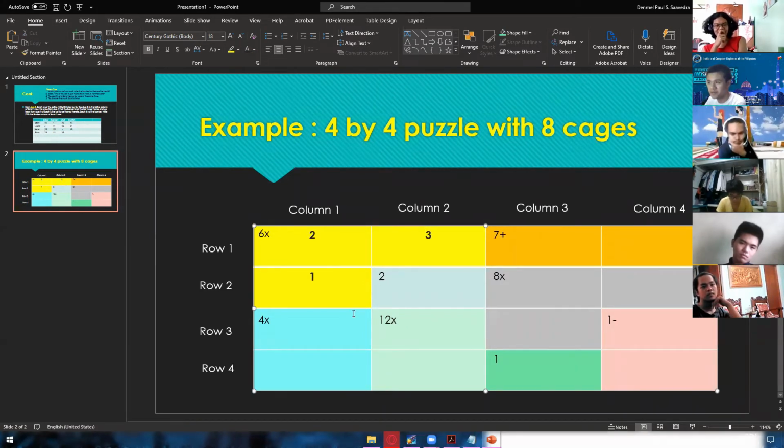So were you guys able to get this one so far? All right. Yes, sir. Okay, what about row 3 and 4?